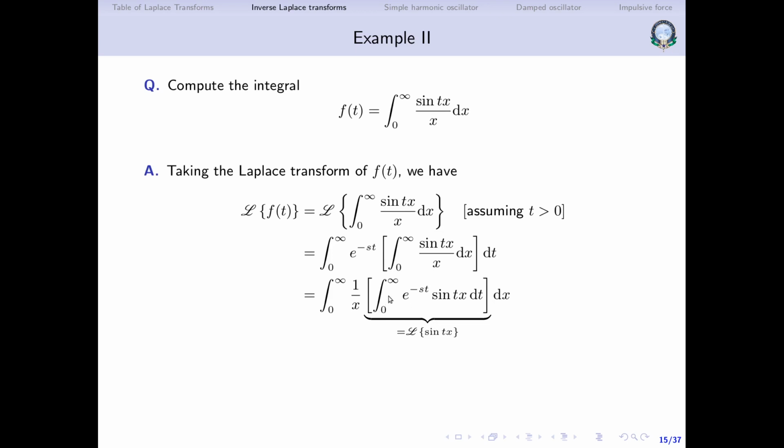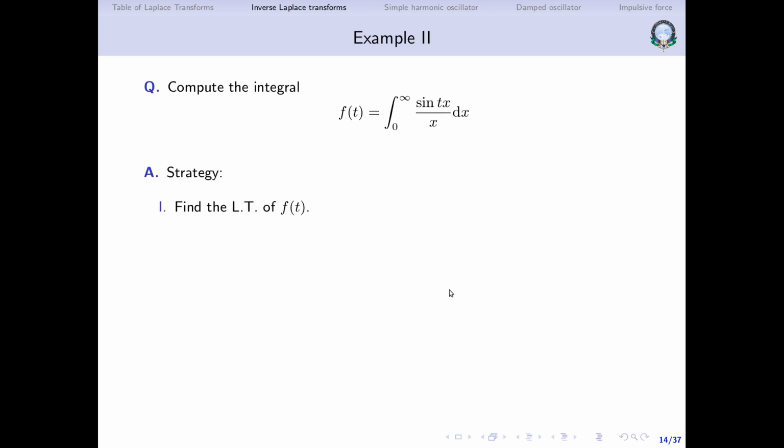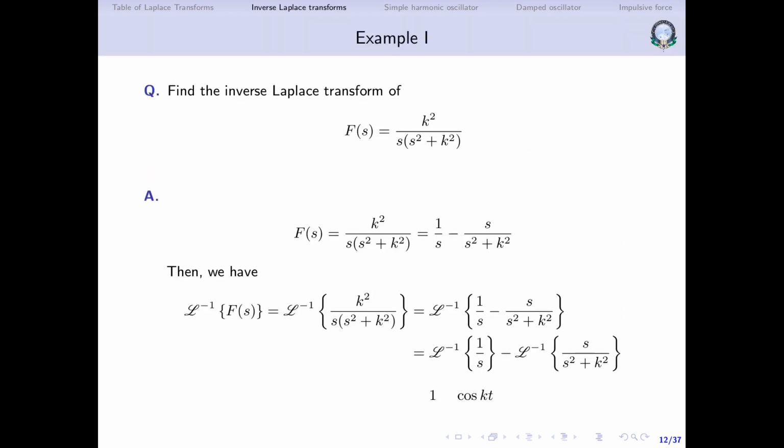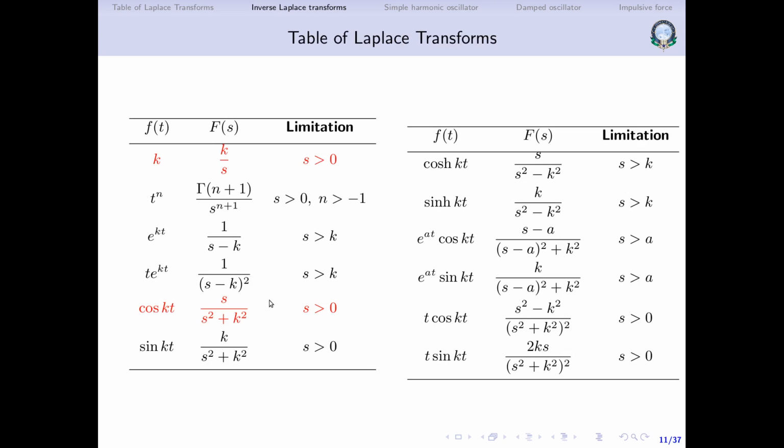Now when we look at this, we can immediately recognize it. We are integrating 0 to infinity e to the power minus st sine t x, so we immediately know that this is nothing but the Laplace transform of sine t x. We already know this, so we just refer to the table. We just pick up the Laplace transform of sine t x, where x is a constant here, so k will be replaced with x.